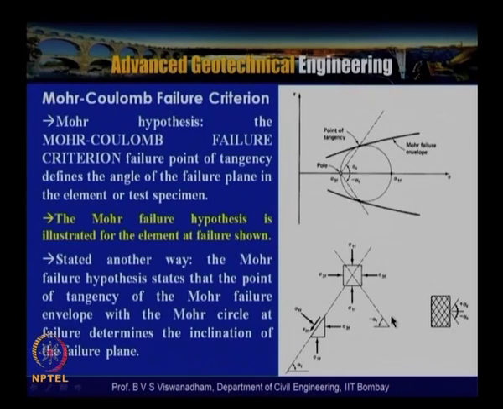So the Mohr failure hypothesis is illustrated for an element at failure as shown in this figure, and it basically states that the point of tangency of the Mohr failure envelope with the Mohr circle at failure determines the inclination of the failure plane. In another way, the Mohr failure hypothesis states that the point of tangency of the Mohr failure envelope with the Mohr circle at failure determines the angle of inclination of the failure plane.